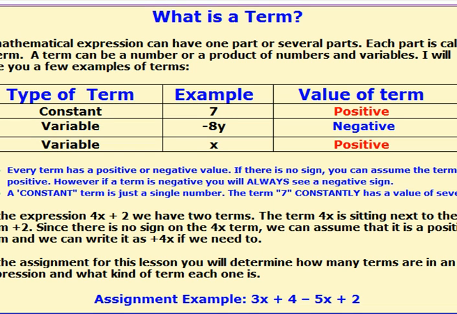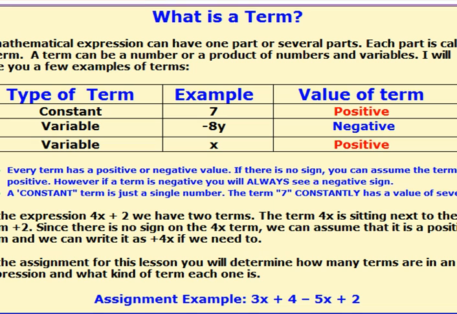So what I want you to notice is that in this lesson we have a new vocabulary word, and the word is term. And so that's what I've put right here. It says, what is a term? Okay, so what you're going to learn is that a mathematical expression can have one part or it can have several parts, and each part is called a term. And a term can be a number or a product of number and variables. And we learned in the last chapter that product means the answer to a multiplication problem. So when you multiply numbers and variables, that can be a term.